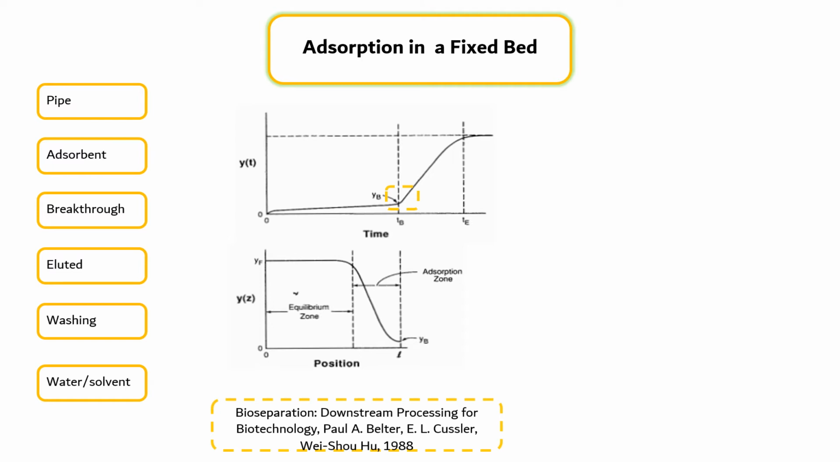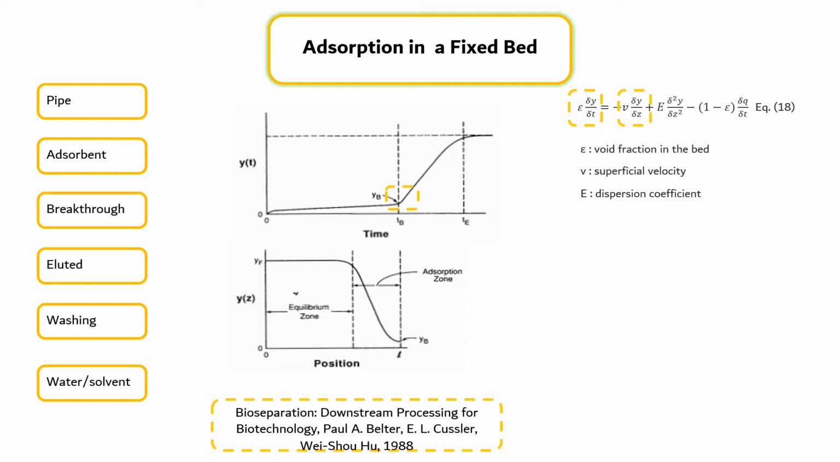The first is a mass balance on the solute in the liquid, as shown in equation 18. The left-hand side represents accumulation in the liquid per differential volume in the bed. The first term on the right-hand side corresponds to the amount of solute flowing in minus flowing out, and the later term on the right-hand side gives the solute transferred from the liquid into the adsorbent.